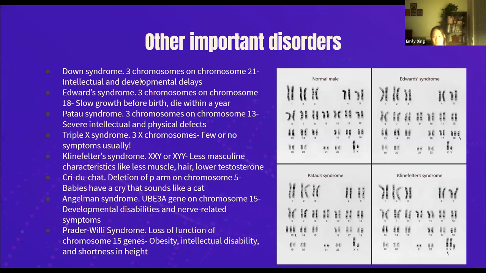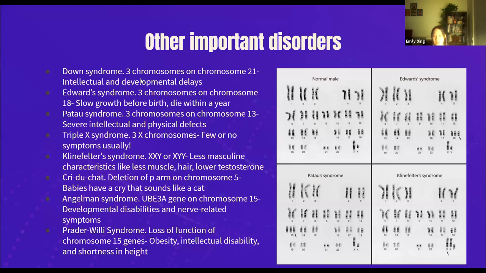Symptoms are intellectual and developmental delays. Edwards syndrome: three copies of chromosome 18. Again, it's called trisomy, slow growth before birth, and you die within a year because you're not mature. Patau syndrome, trisomy 13: severe intellectual and physical defects. Triple X: you have three X chromosomes.